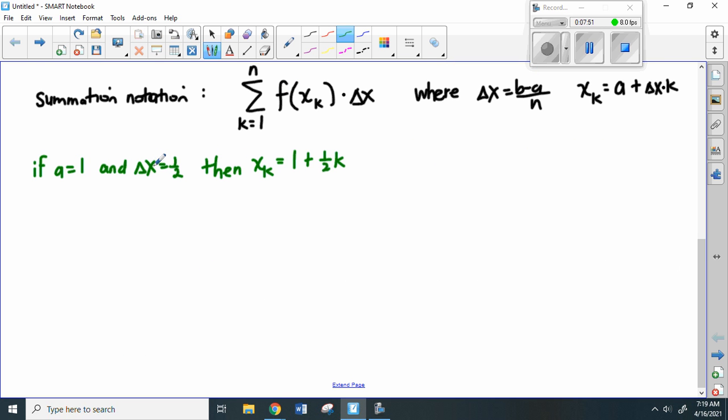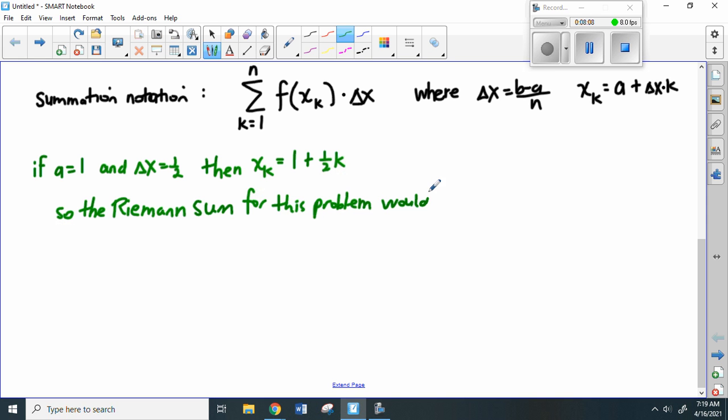All right, and so the Riemann sum for this problem would be the sum from k equals 1 to 4, because we're doing 4 rectangles. Our delta x, a lot of times that will go in front, and then times our function, where we're using 1 plus 1/2 k to find the value that we're going to plug into our function.